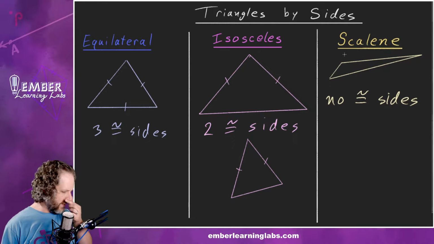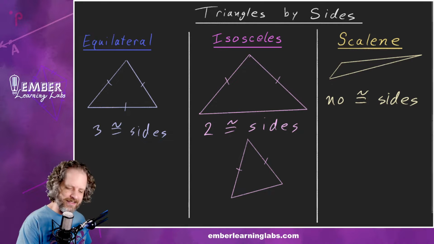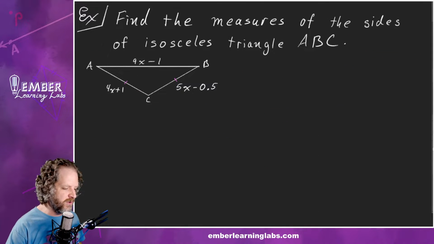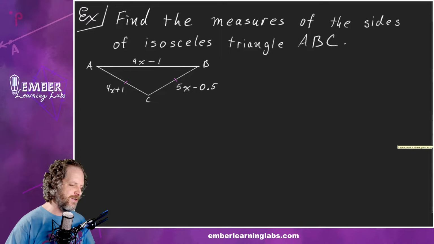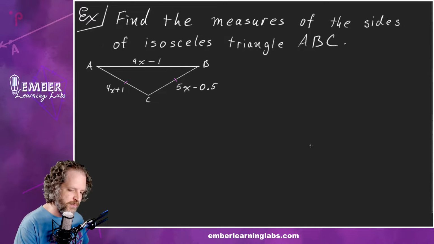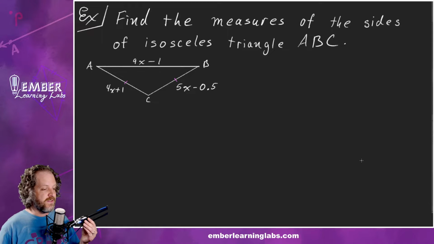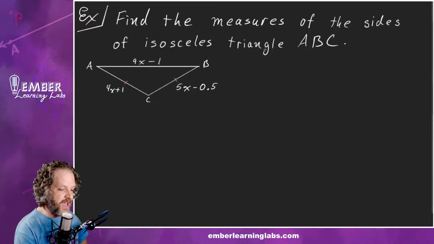Let's throw in one example just to round out this lesson and make sure we're doing a good service by you guys and get some more algebra examples in with our geometry problems. So we're going to find the measure of the sides of isosceles triangle ABC.